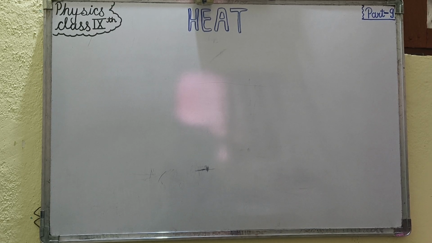PCMB Tutorials. Today we are going to learn Class 9th Physics Chapter Heat Part 9. So, in this part, we are going to learn about the new topic of this chapter. In the previous part, we learned till the factors affecting alpha.